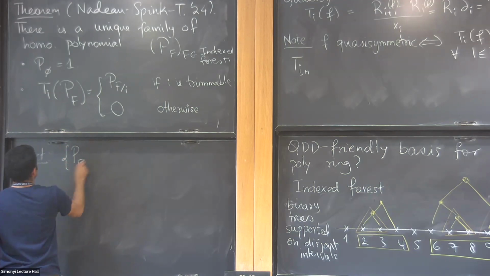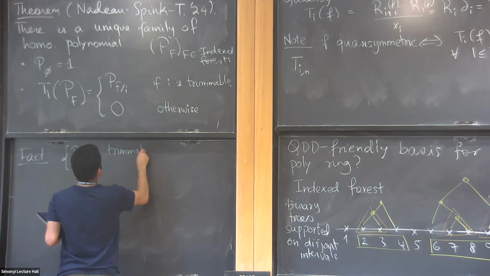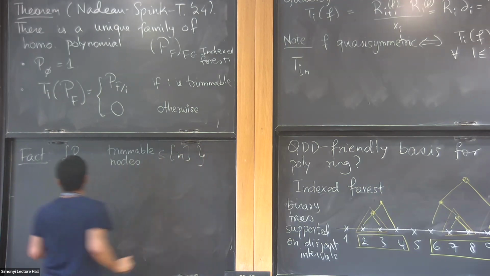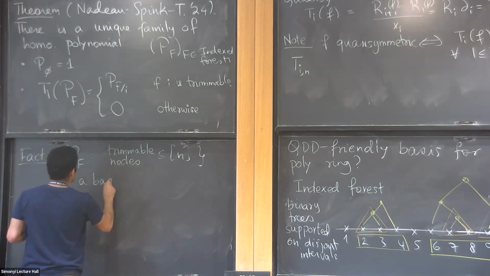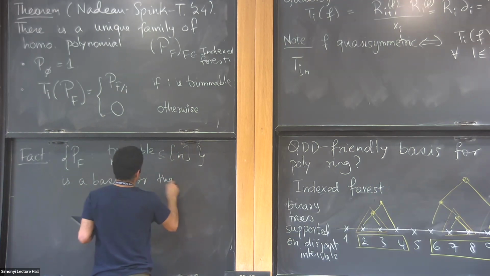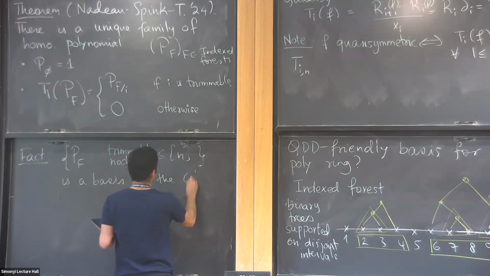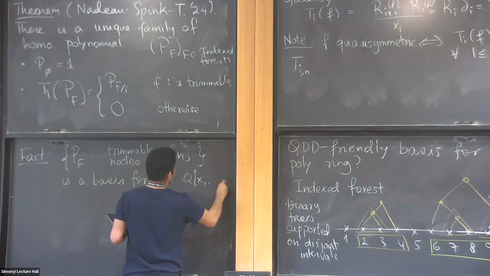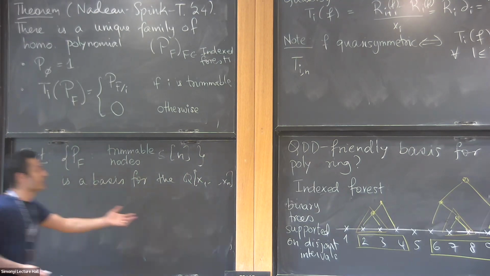And let me just say that if your trimmable nodes are always contained in, a subset of, n, then this collection spans the polynomial ring in x1 through xn. It's a basis for the polynomial ring. Of course, you can work with Z coefficients. Okay. And why is this a good basis for working modulo Q-sim?